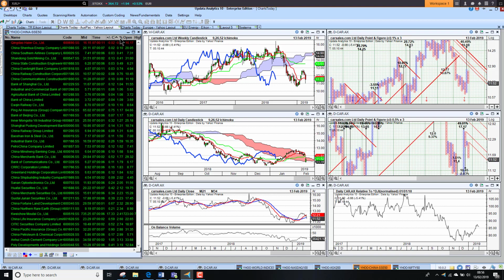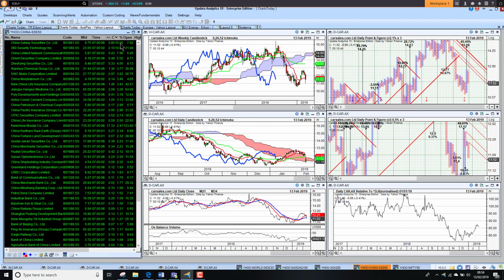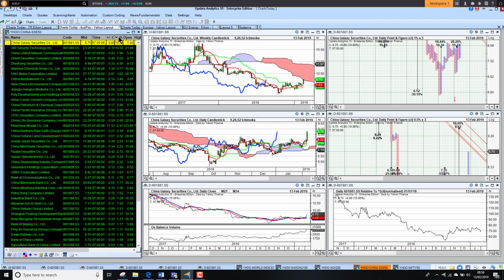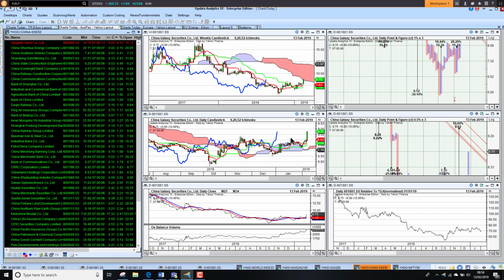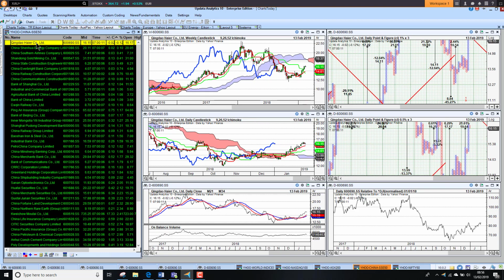China was bullish on pretty well every single stock, so that's just showing it was really broad based. And we're seeing here China Galaxy Securities up strongly. Qingdao Haier actually looking pretty good on the chart, but they were the only faller overnight.